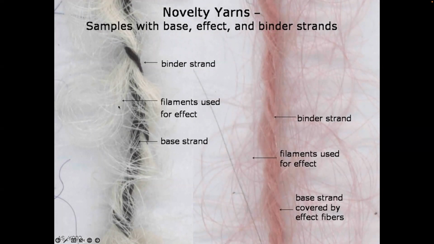effect yarn. You could technically call these composite yarns because it is made out of several different types of yarns, but these are novelty or fancy yarns. They are just made to create a certain effect. So this one has the same thing. It has these extra loops around it, and you have a base and a binder.